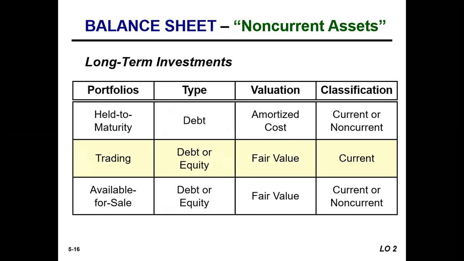So long-term investments, similar to what we saw with short-term investments, we divide them into held to maturity, trading, or available for sale. And so if we think about how we value these, again, very similar to the short-term investments, amortized cost, fair value for trading and available for sale.